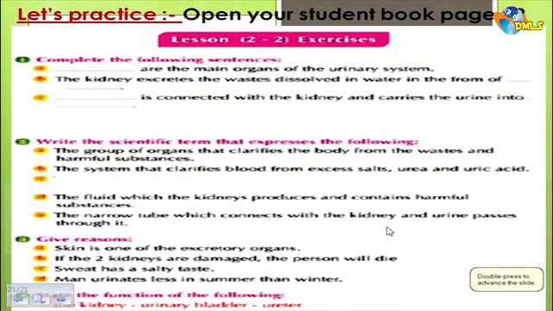Number 1, complete the following sentence. Number 1 are the main organs of the urinary system. What's your answer? Let's check. 2 kidneys. If your answer is 2 kidneys, please put a tick beside it. P, the kidney secretes the wastes dissolved in water in the form of, yes, urine. If your answer is urine, please put a tick.